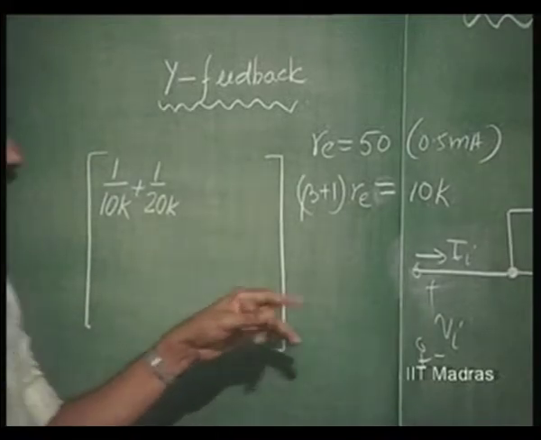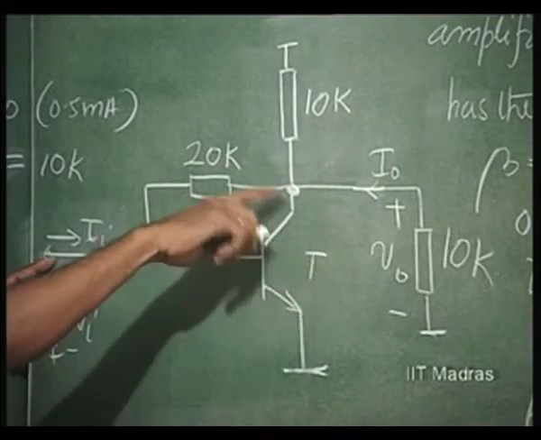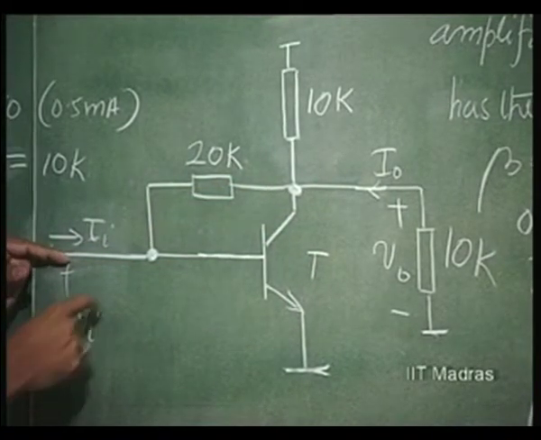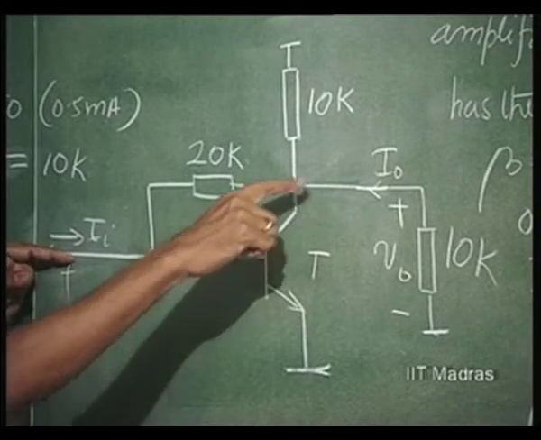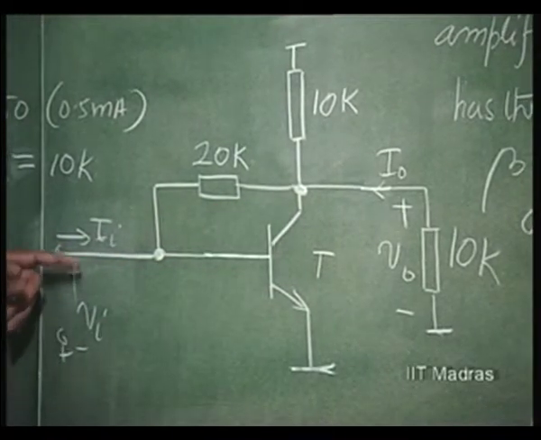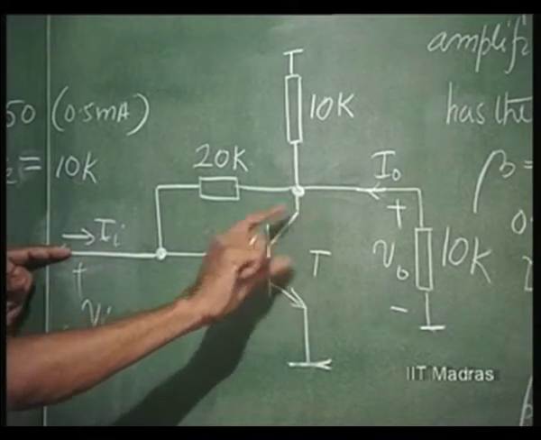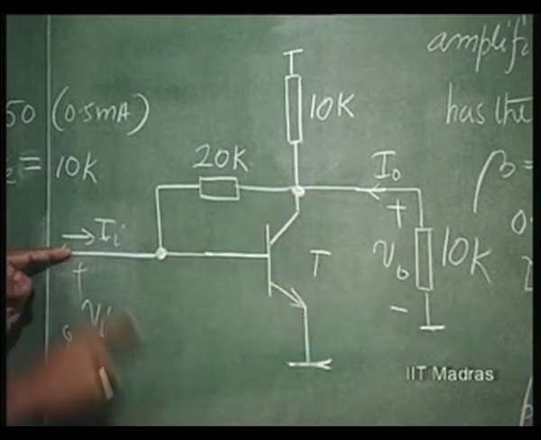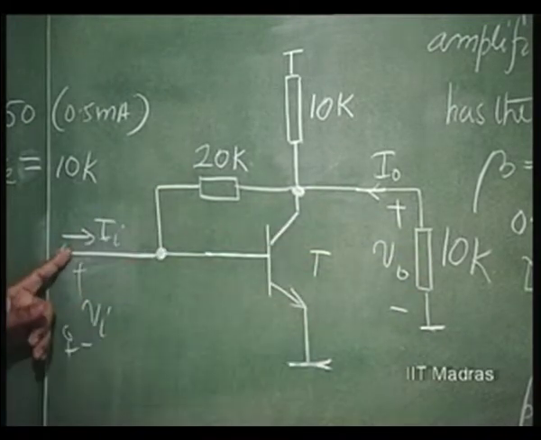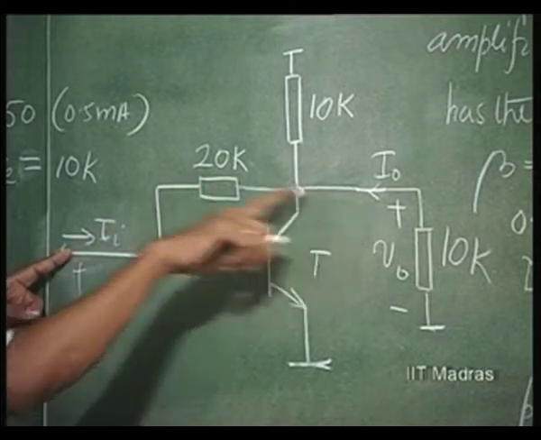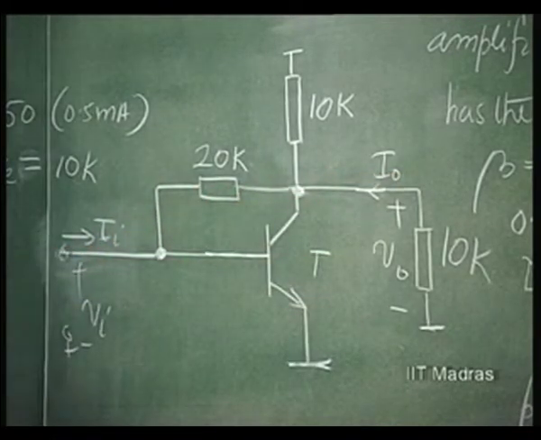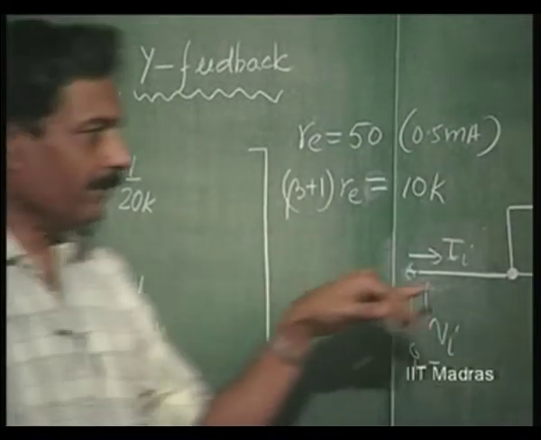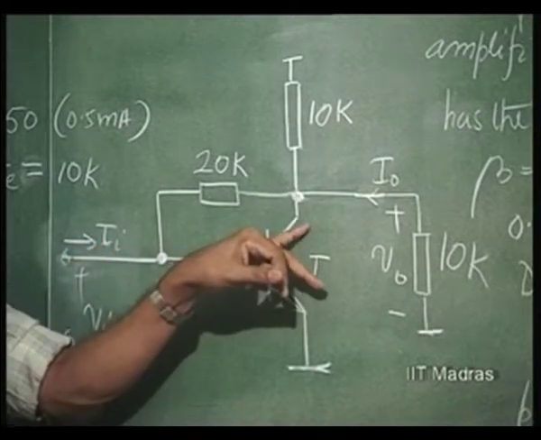And the other parameter is when it is shorted, we have to find out, because of applying voltage here, Gm times Vi is the current in the collector, and that will be flowing through the short circuit. Apart from that, Vi by 20K also will be flowing, in the opposite direction. So, we have minus 1 by 20K here. Apart from that, we have Gm into Vi.